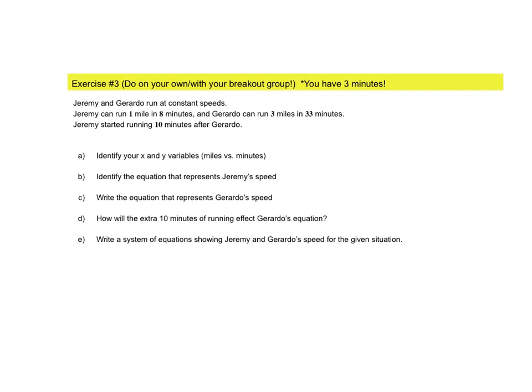All right, for this exercise, you're going to be doing it on your own. It says Jeremy and Gerardo run at constant speeds. Jeremy can run 1 mile in 8 minutes, and Gerardo can run 3 miles in 33 minutes. Jeremy started running 10 minutes after Gerardo, so Gerardo ends up getting an extra 10 minutes to run.